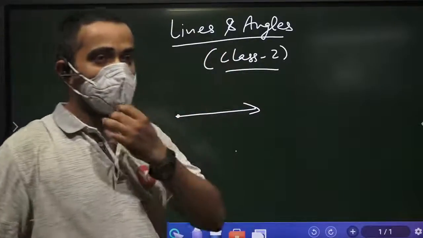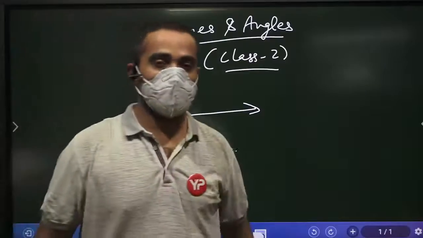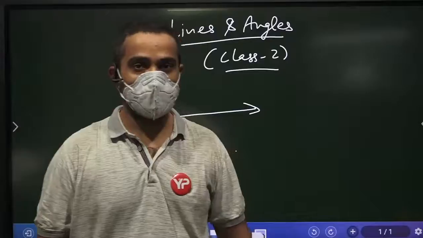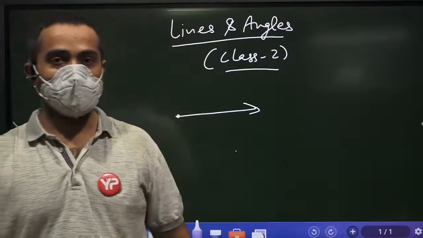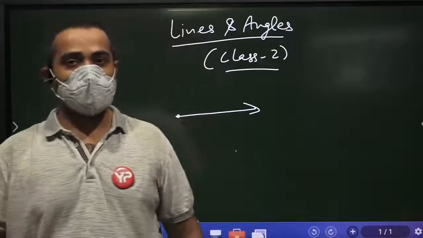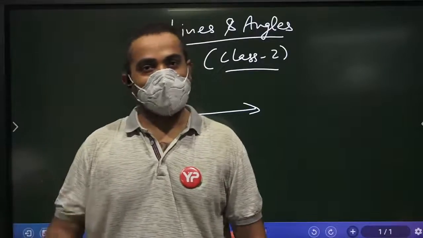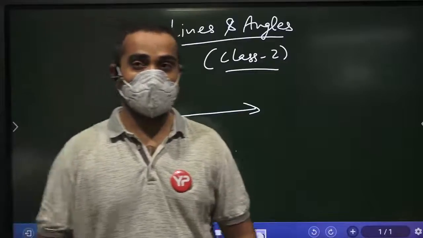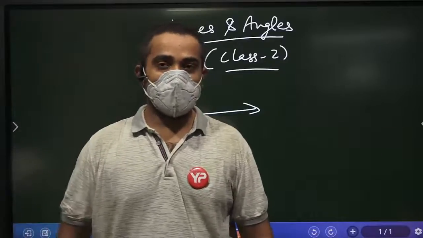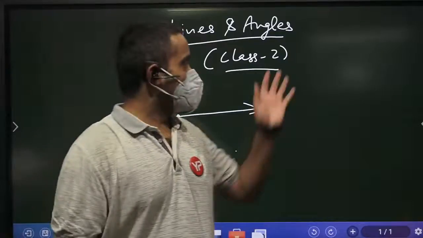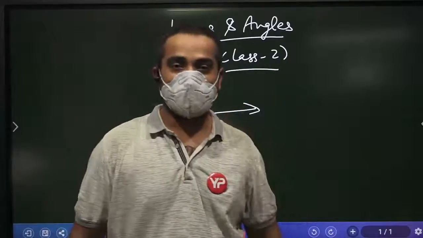Geometry, I have started with you. Geometry means earth measurement. Firstly the Egyptians started, then the Greeks came, then many more people came, and they started to think about various shapes and tried to measure their areas and volumes. After that, this all started.